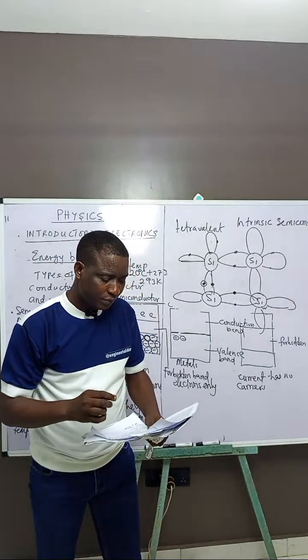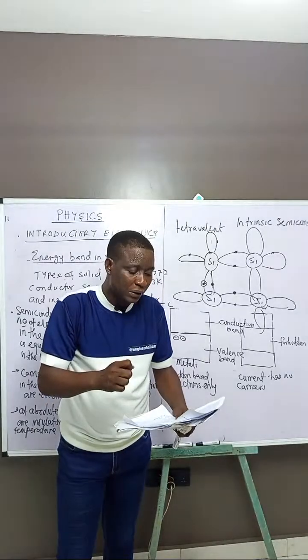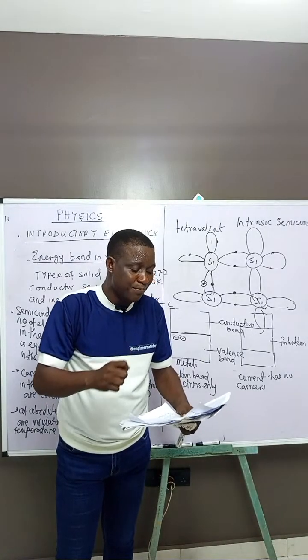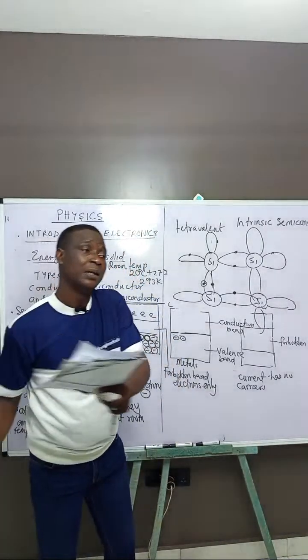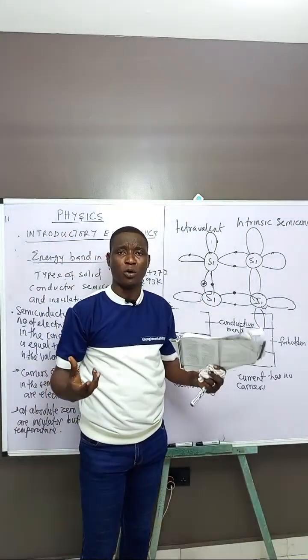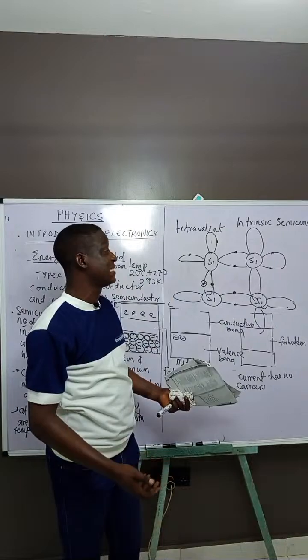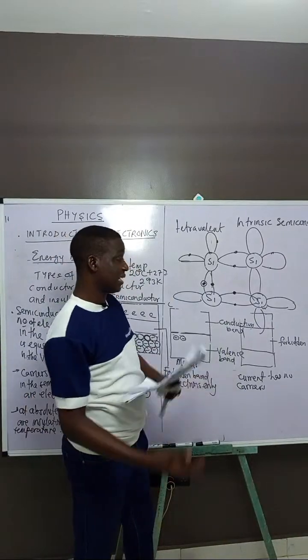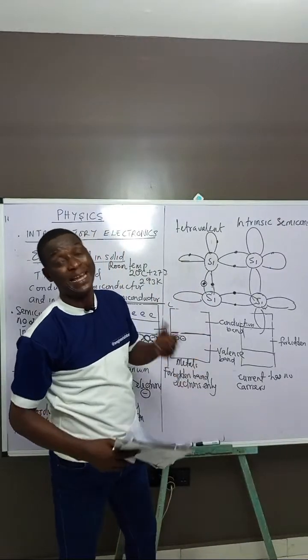Let's say a silicon has a bond existing between what? Two silicon. That means if you have a silicon joined with another silicon, what kind of bond exists between them? The bond that exists between silicon and silicon is called covalent bonding.